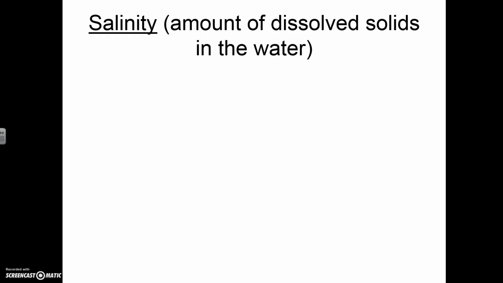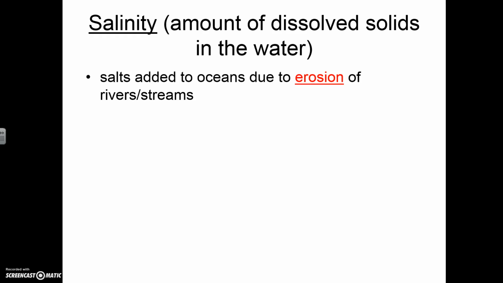Alright, salinity is the amount of dissolved solids that are in the water. Salts are added to the ocean due to erosion of rivers and streams. If it's fresh water, there's no salt. And if it's brackish, that just means there's some salt.